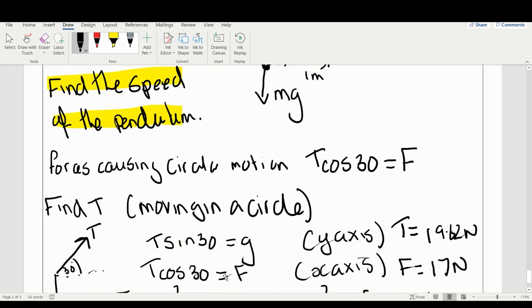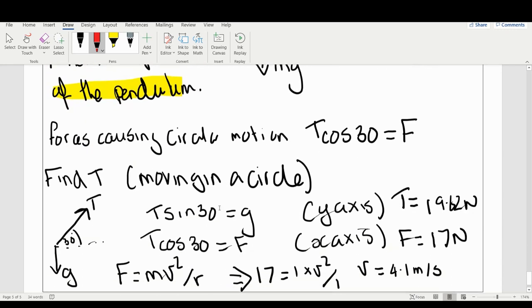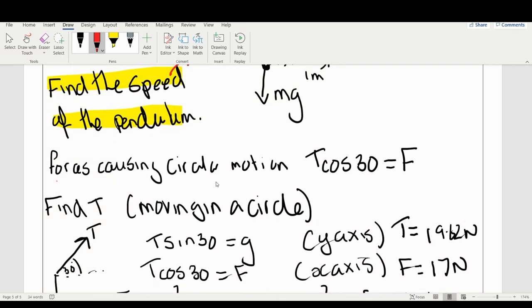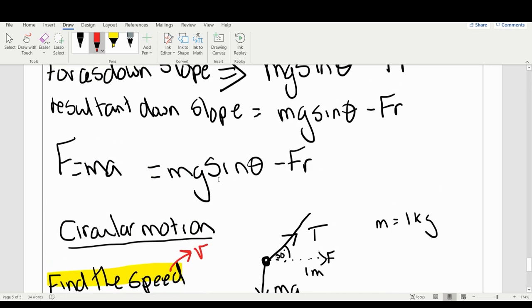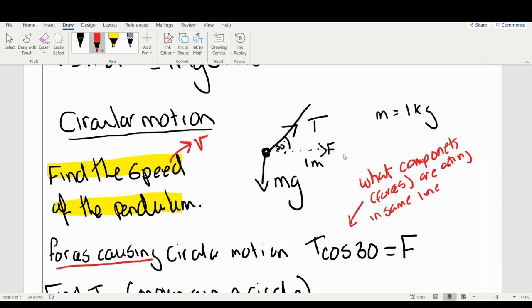Okay. So, again, this goes back to the terminology and all that. I knew I was looking for v of the pendulum. And the first thing I did was find the forces causing the circular motion. So I looked at the diagram and asked, what is actually causing the motion? What components or forces are acting in the same line as the centripetal force? So I'm always looking at what forces or components are acting where the centripetal force is acting.